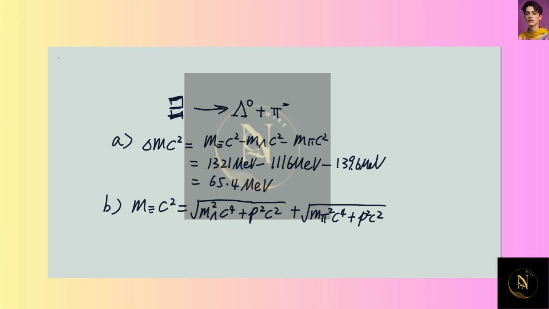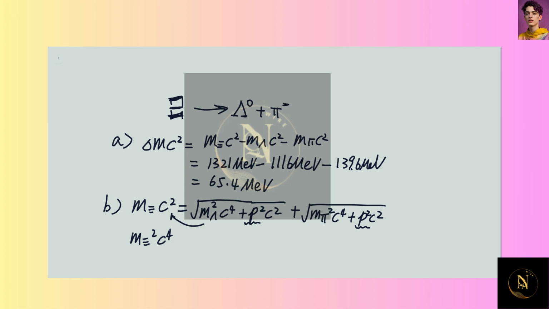And here I assume that they have momentum. Pi and lambda particle share the same p, and this is because momentum is conserved. Momentum was 0 before the reaction, so momentum must be 0 after the reaction. So this is the equation we're going to have.